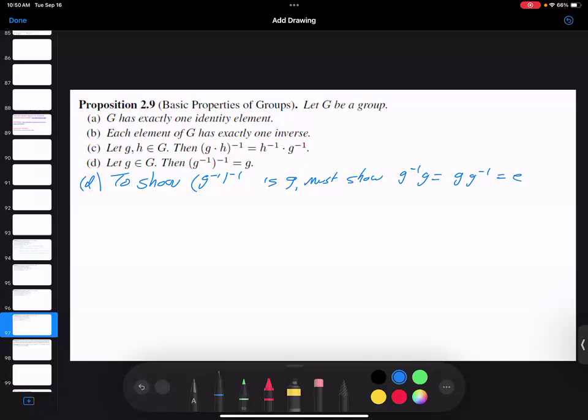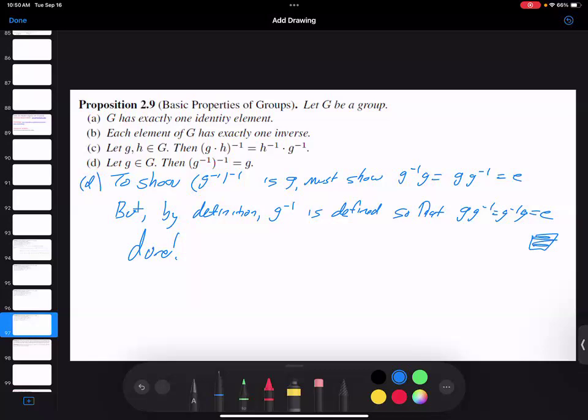Right? But by definition, g inverse is defined so that g inverse g equals g g inverse equals e. We're done. This is basically a proof by definition.